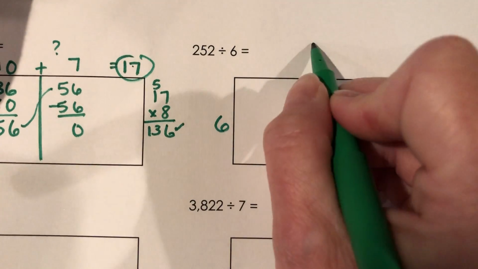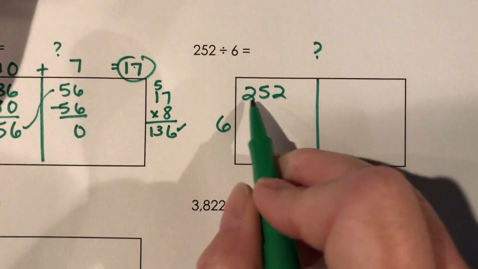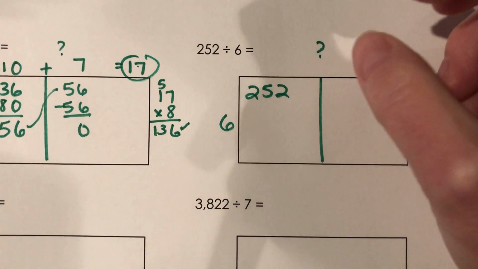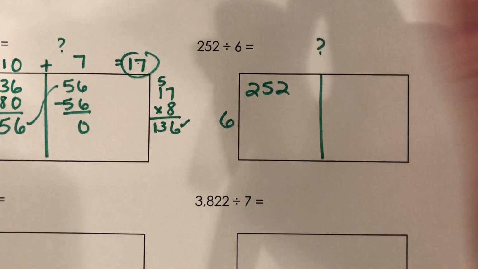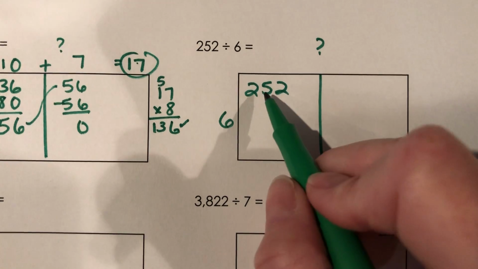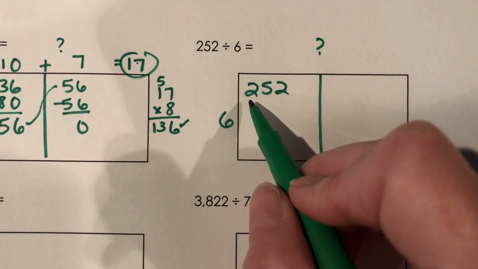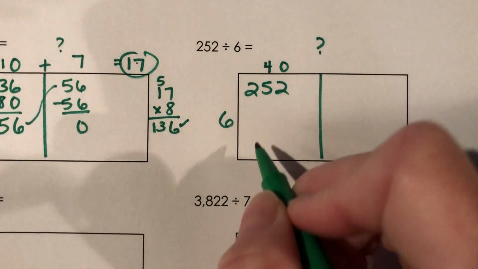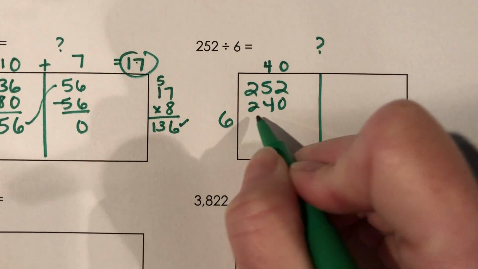I need to know 6 times what is 252. So let's start here. 6 times what is going to get you closest to 252? Well, I can't do 6 times anything to get to 2, right? So now I'm going to look at this 25 and use my multiples of 10. I know that 6 times 4 is 24, right? That means 6 times 40 would be 240. So 40 is going to be our first number here. So 6 times 4 is 24. 6 times 40 would be 240.